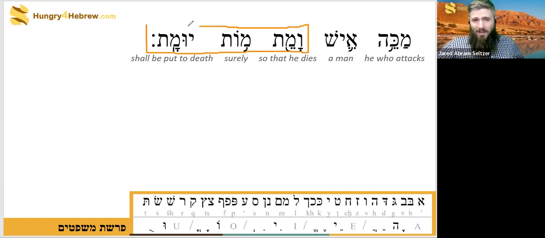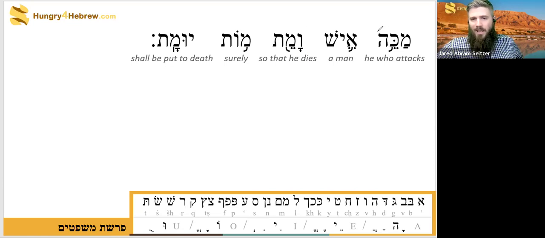All right. If you can't hear the repetition of certain consonants here in these last three words, then you're probably deaf. And all three of these are coming from the word moot, mavet, mot.